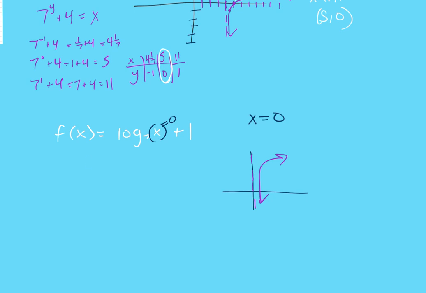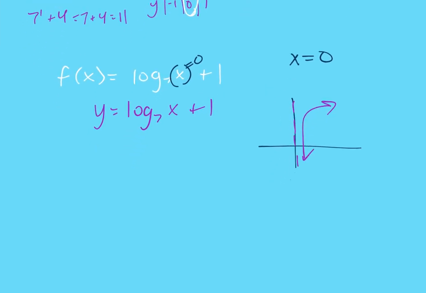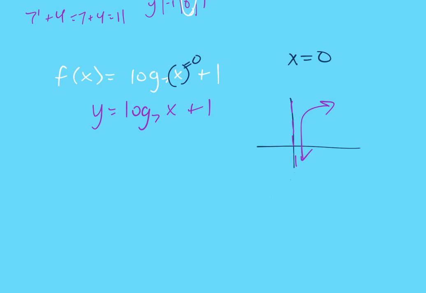The other thing is you have to be careful how you convert it. Before I can have the 7 pick up the y, that 1 has to move to the other side. So I can't convert to exponential until the log's on the side by itself. So I would have to do y minus 1 equals log base 7 of x, and then the 7 picks up that. So now I'm plugging in there.